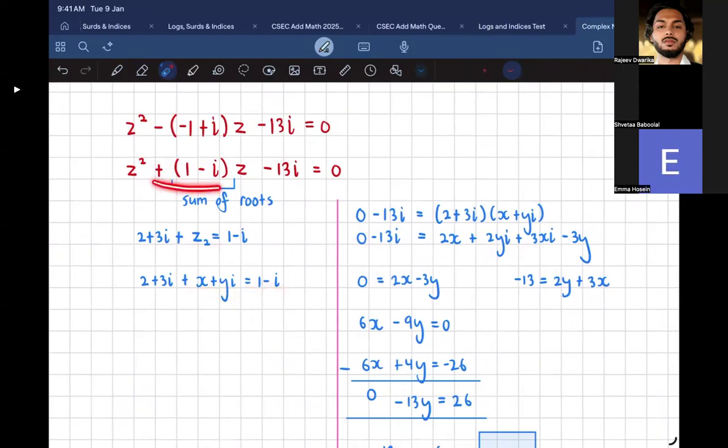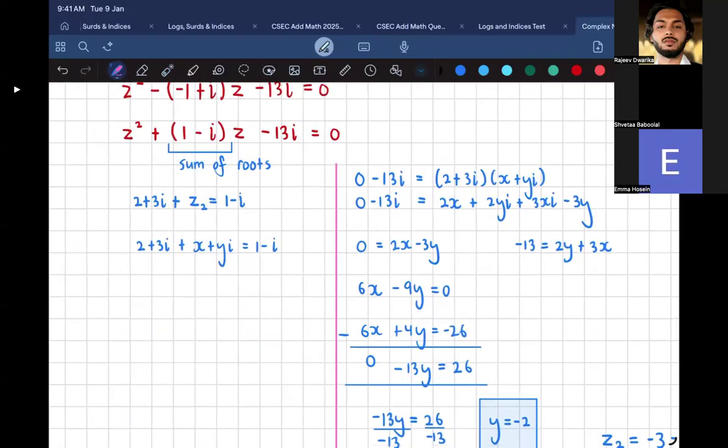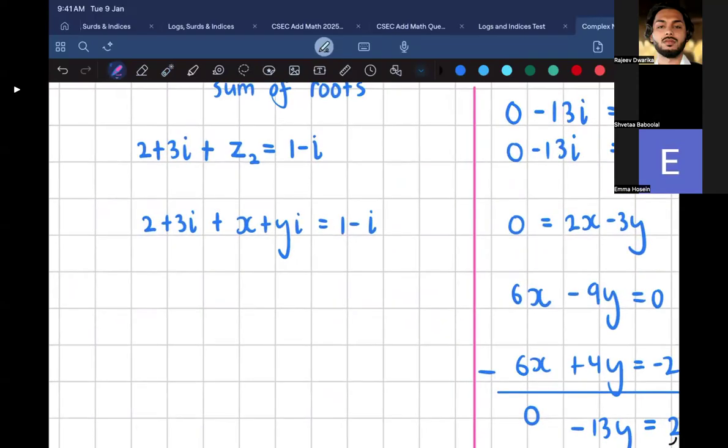Did I do anything wrong here? I don't think so. No. Makes sense. And when I add that up, I'm supposed to get 1 minus i. All right. Let me just continue with this and see. We should get the answer. So, Shweta, what are the real parts over here? 2 plus x. All right. So, 2 plus x is equal to 1.